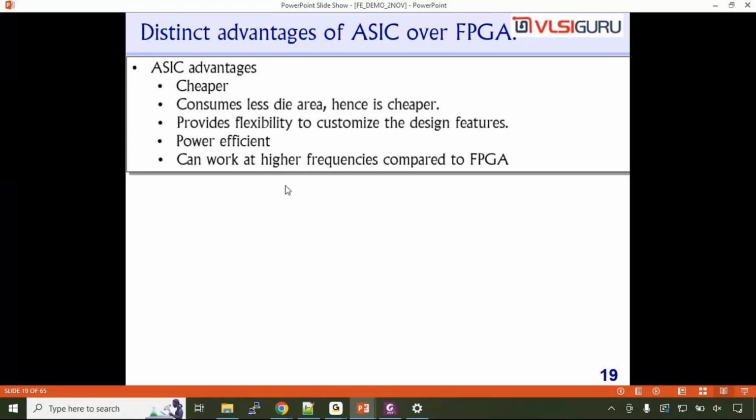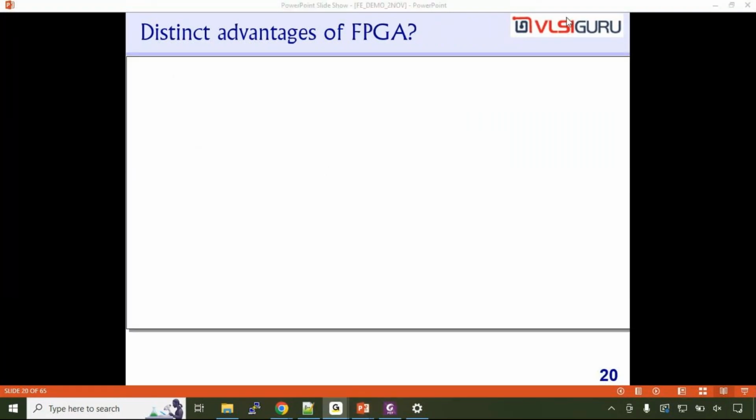This is actually very, very important. If I manufacture the same thing with FPGA, it won't give me the same performance as ASIC. But FPGA also has advantages over ASIC. It's not like ASIC is always best. There are cases where FPGA is preferred over ASIC. What are those? Let's take a look.